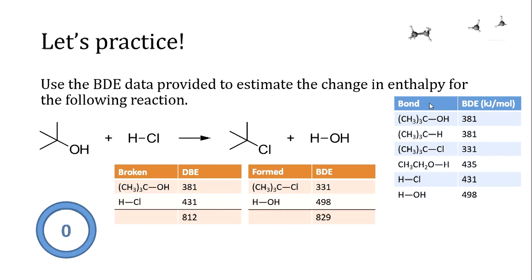And then, to estimate the change in enthalpy, we subtract the sum of the bonds formed from the bonds broken. Remember, it takes energy investment to break bonds, and energy is released by forming bonds. So 812 minus 829 is 17 kilojoules per mole, negative 17 kilojoules per mole. So this is a reaction that's slightly exothermic.